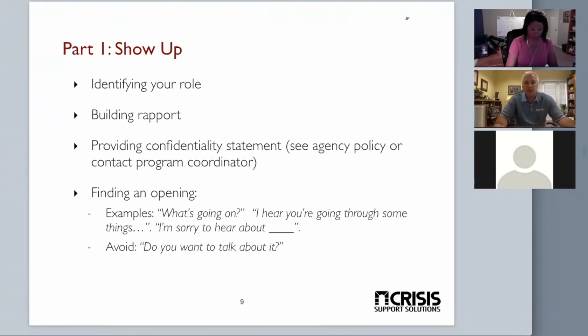So, make sure that you're on point with your policies to do that. And then the final thing of showing up is finding an opening. How do we open it up?